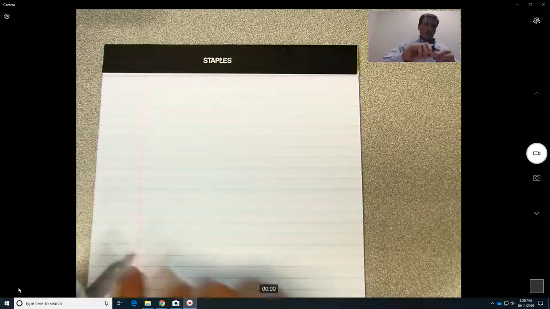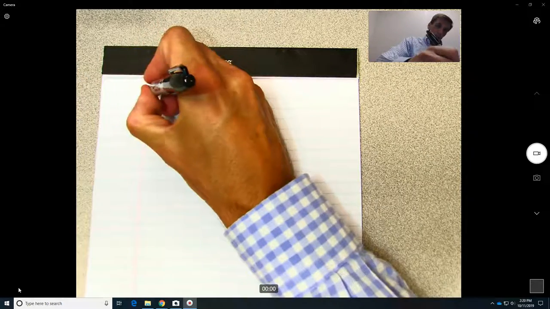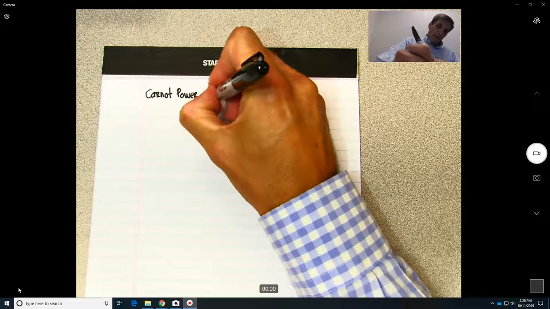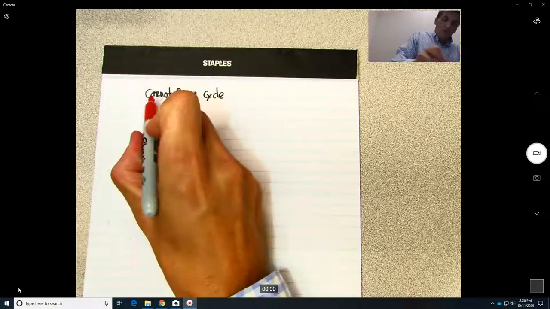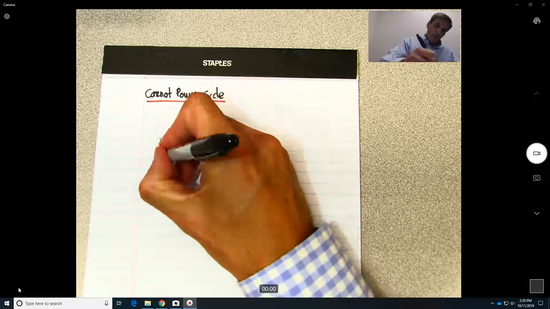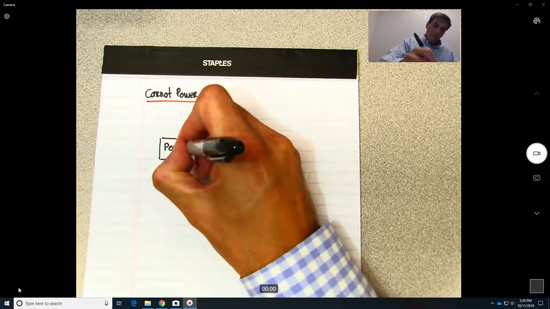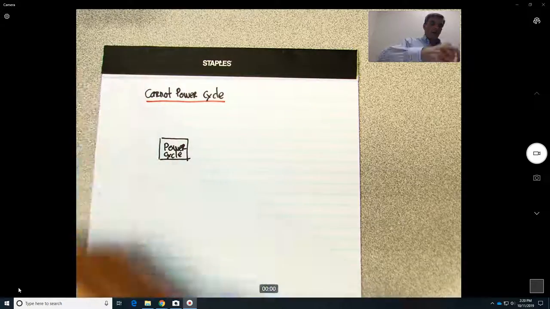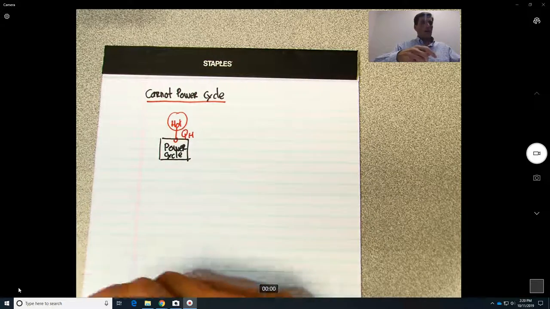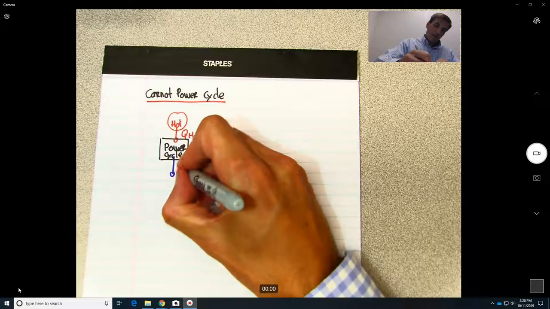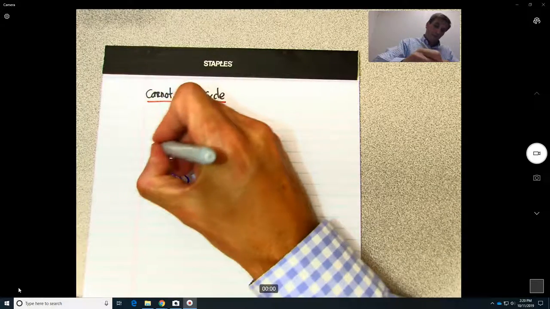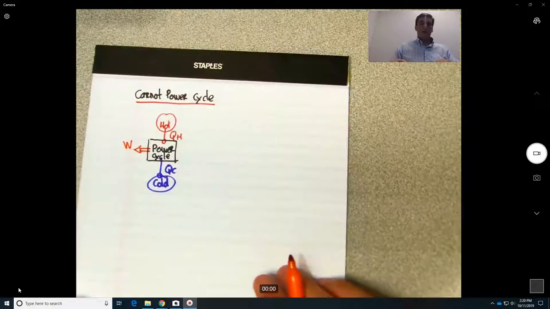So just like I mentioned, we're trying to derive the expression for the Carnot power cycle. So for the Carnot power cycle, I'm just going to redo the same figure as before. This will be the power cycle that operates between a hot and a cold reservoir. And this actually gives work or power to the system.